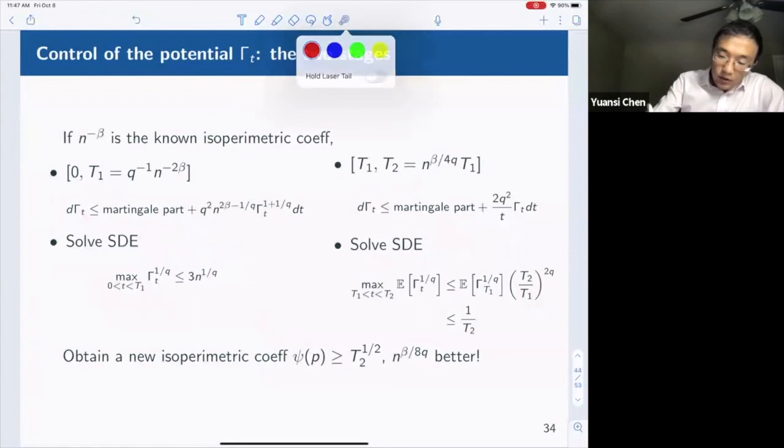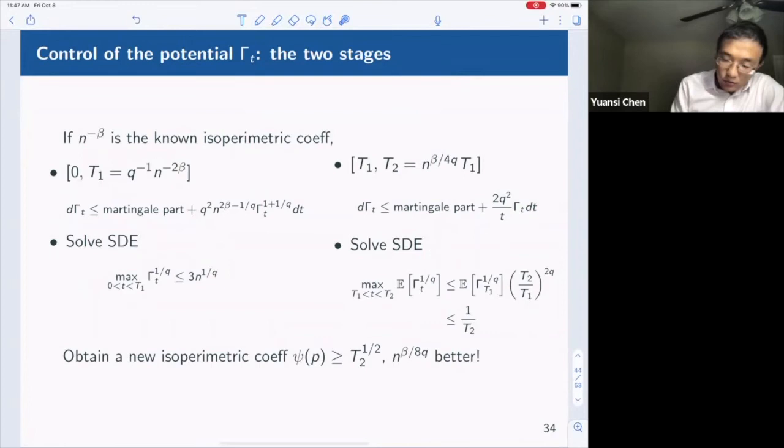If you only know the first stage of the control, you start with some isoperimetric coefficient with n to the power minus beta. You only know the first part of the control and you solve the stochastic differential equation. And you can see that you can only bound the spectral norm of A_t by n to the 1 minus q, which is roughly n to the beta.